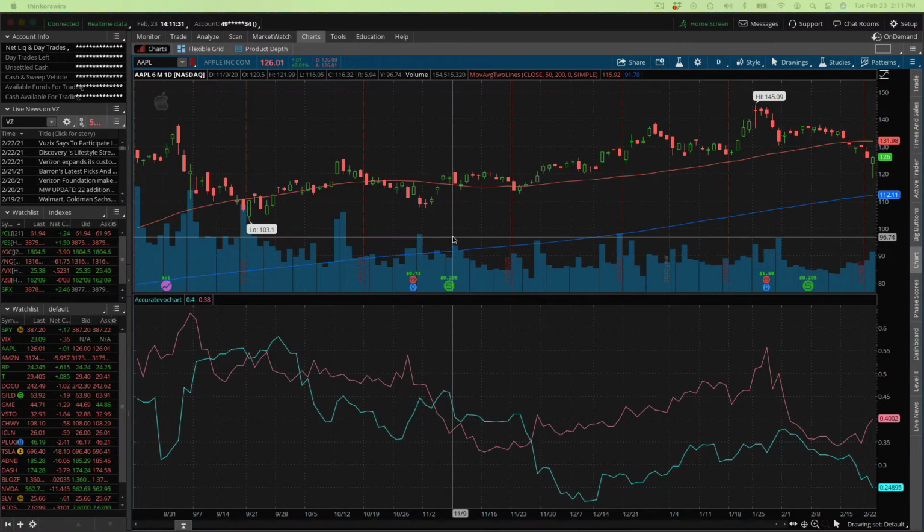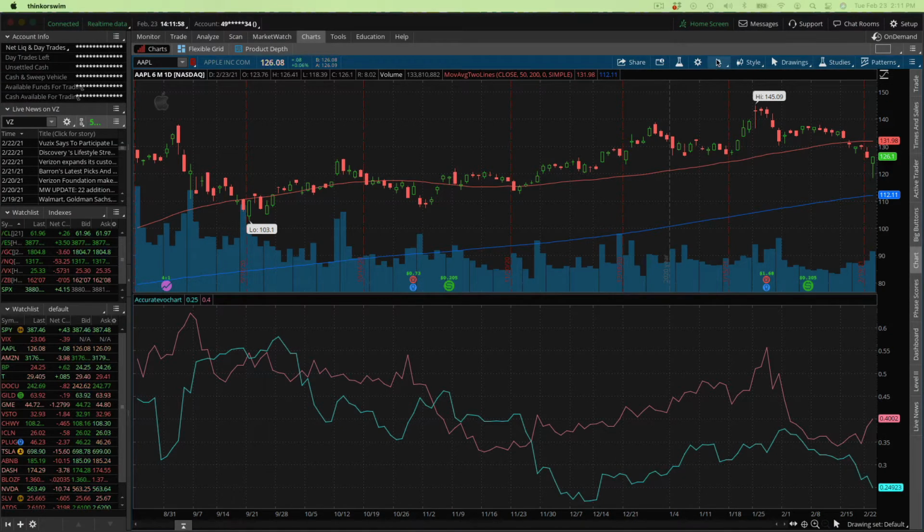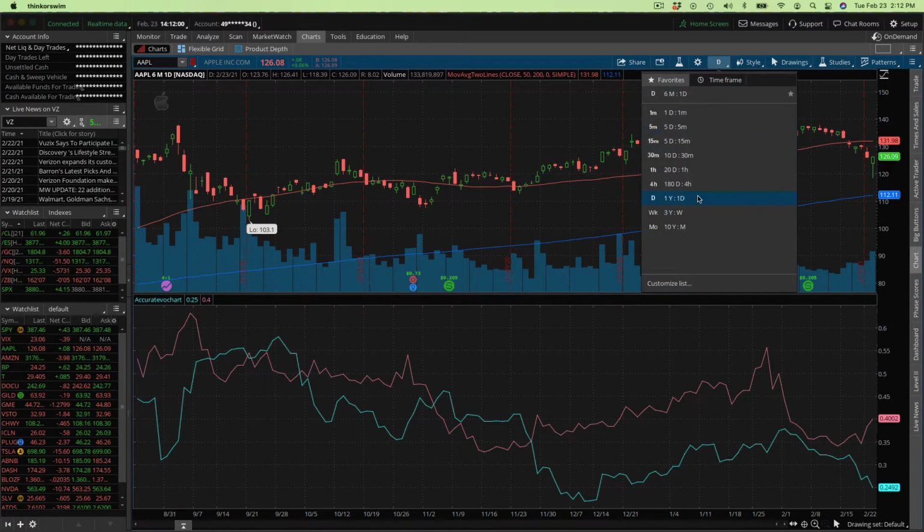Now, why 6 months? Because to me, 6 months is the most relevant period to look at, because the market and any particular stock was probably just a lot fundamentally different more than 6 months ago. But there are times, however, for context or for timing entries and exits, that we might want to look at a different time frame.